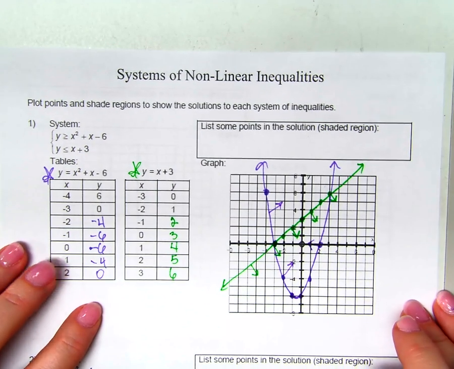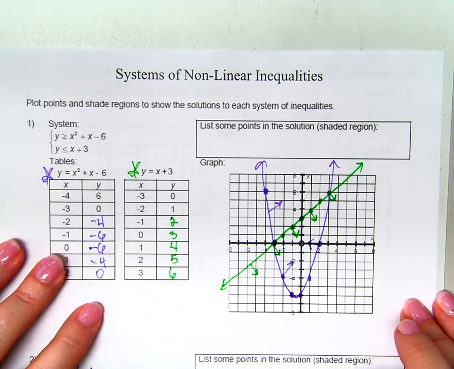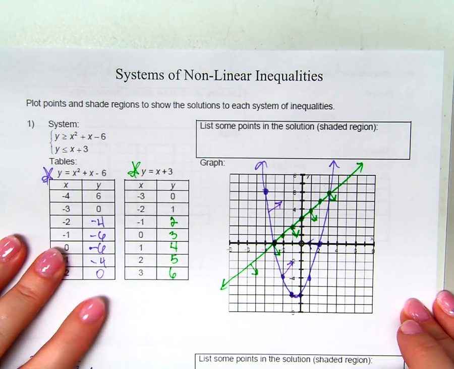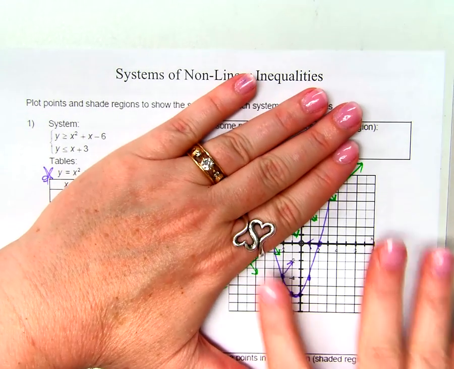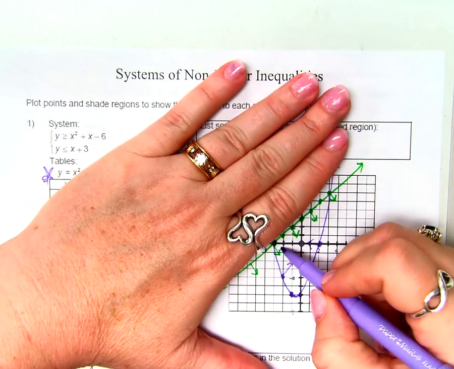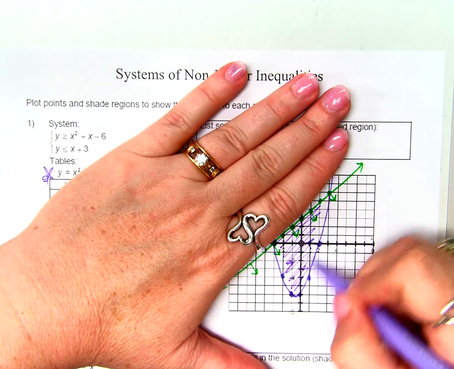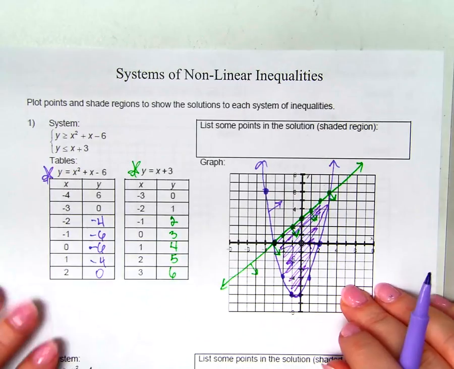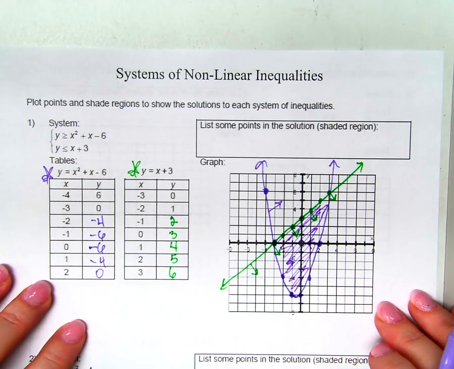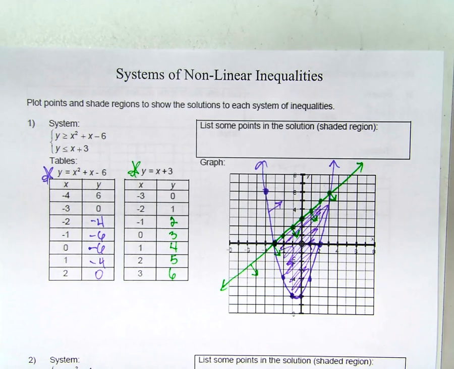So where do I end up shading? Where they both are true, right? It has to be below this line, and it has to be the inside of the parabola. So, right there. Please don't get too OCD on me here. Just kind of shade it in. Every part does not need to be shaded. Or if it does, you can do that later.